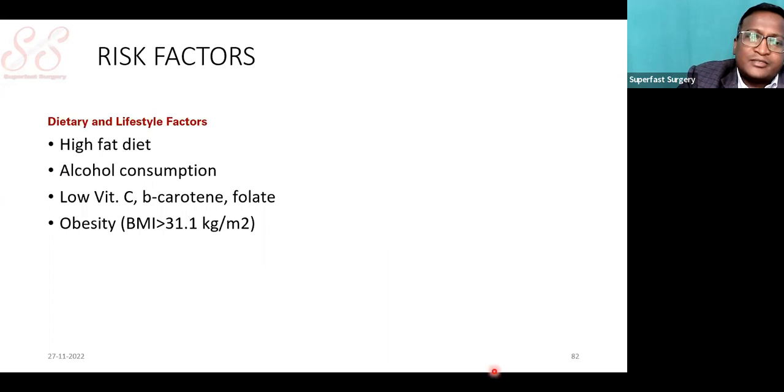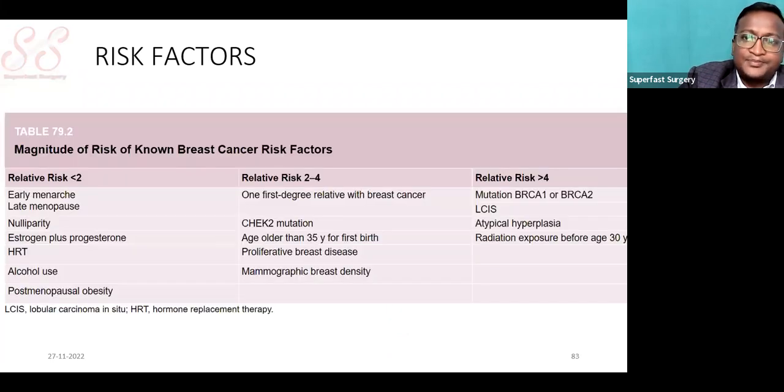Now, diet risk factor. One important point here is that smoking is not a risk factor for breast cancer. There are many cancers where you can mark smoking as a risk factor, but smoking is not a risk factor for breast cancer, although high alcohol consumption is a risk. Similarly, high fatty diet, low vitamin C, and obesity are of course risk factors for breast cancer.